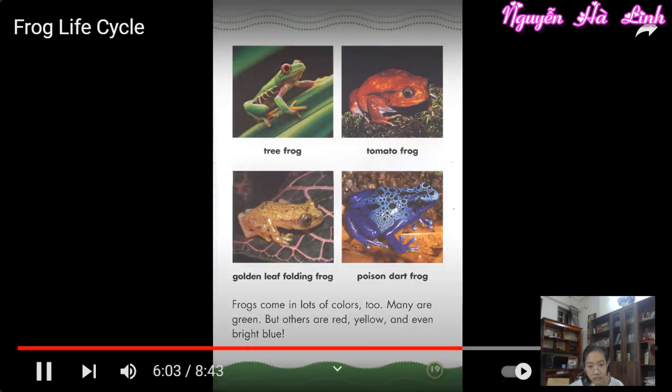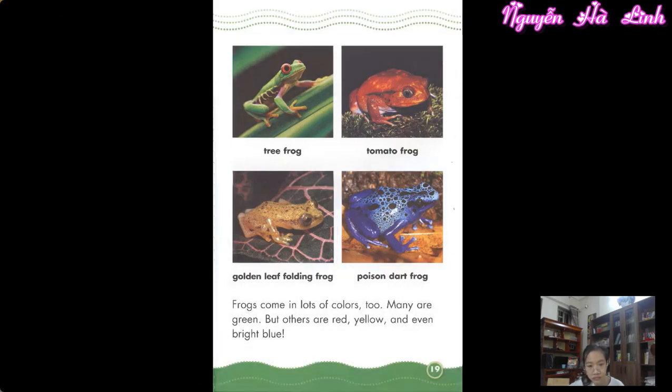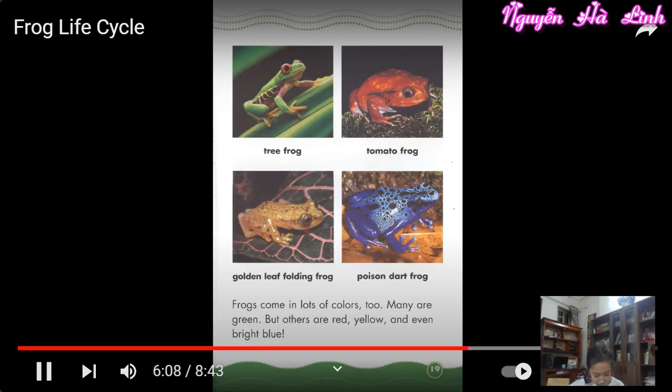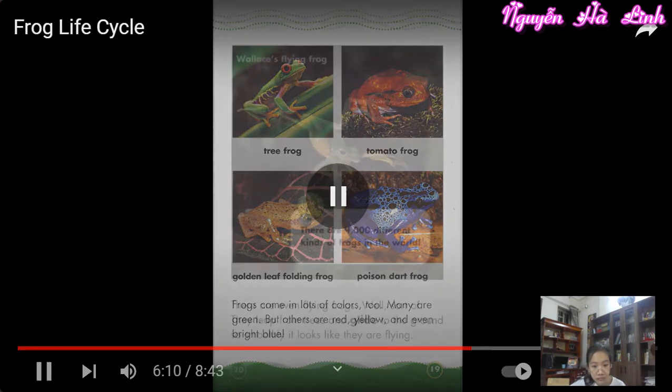Frogs come in lots of colors too. Many are green, but others are red, yellow, and even bright blue.